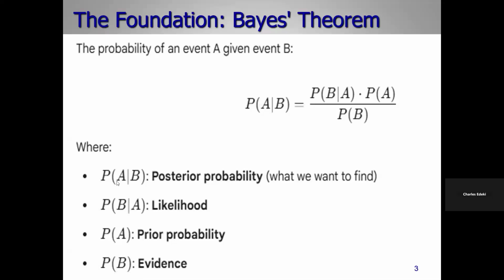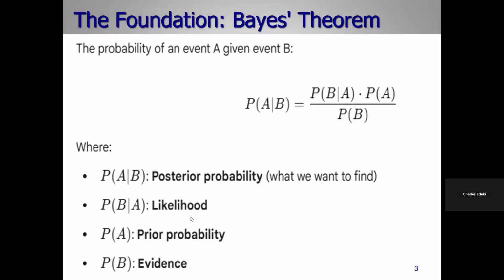So we say the probability of A given B will be the posterior probability. This is what we are looking for. Then the probability of B given A, that's a good term to use, the likelihood. Then we have the probability of A, the prior. And also we have the probability of B, which will be, again, the evidence.